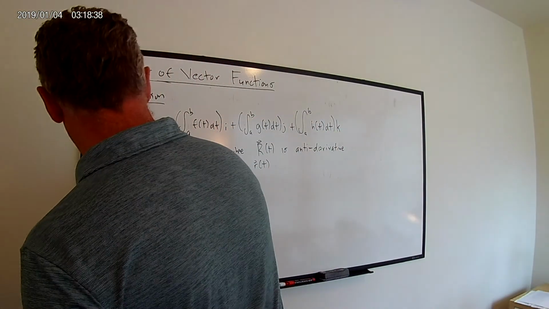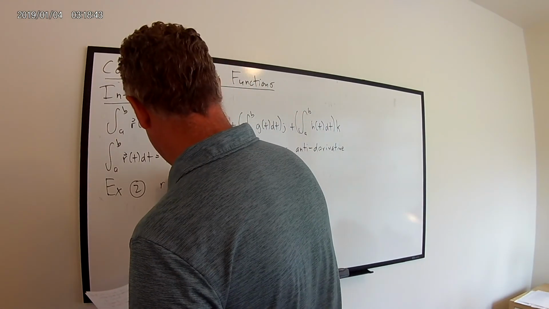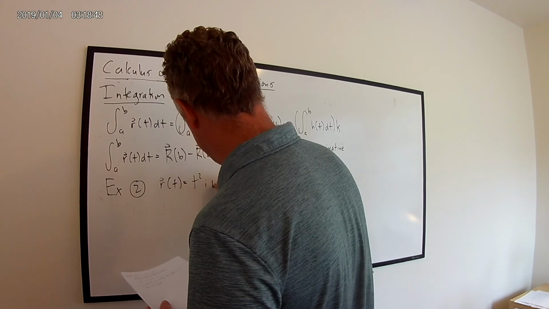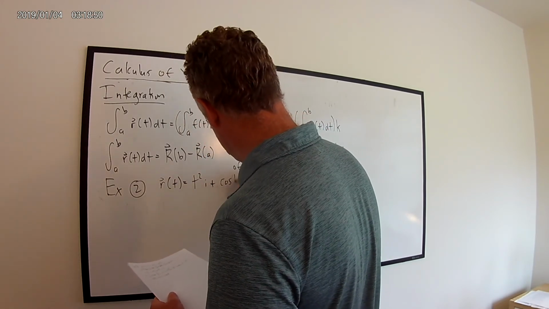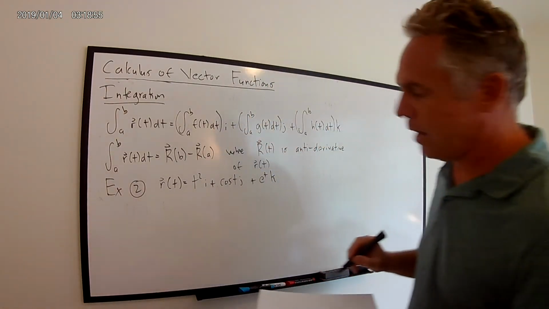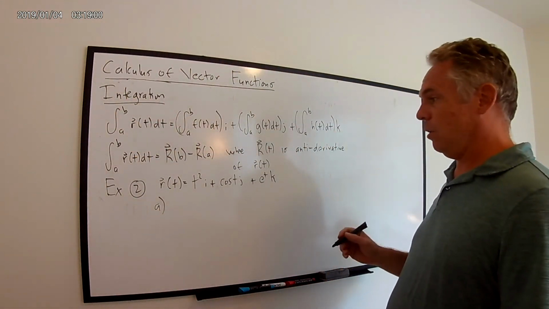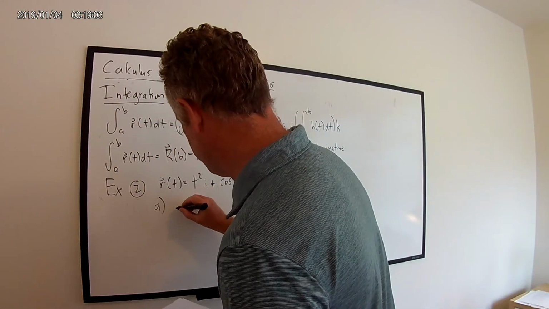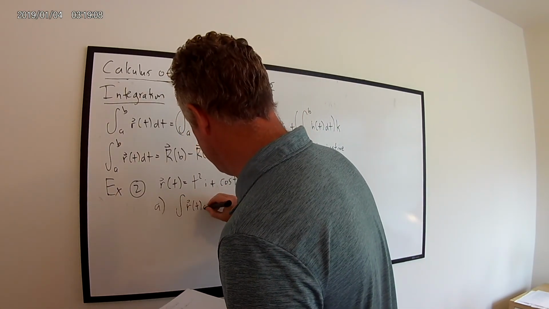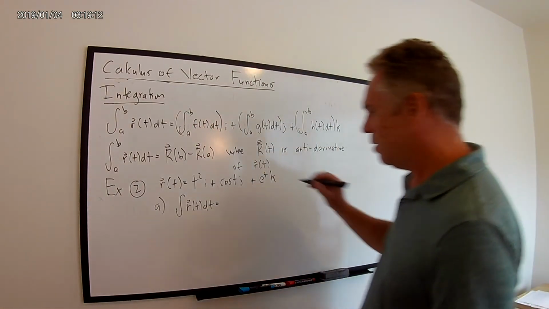So our final example problem of the video, example problem 2. Let's suppose we have the vector function r of t equals t squared i plus cosine of t j plus e to the t k. This is our vector function. Let's first do an indefinite integral of this. If we do the indefinite integral of r of t dt, we're going to integrate each one of these components.